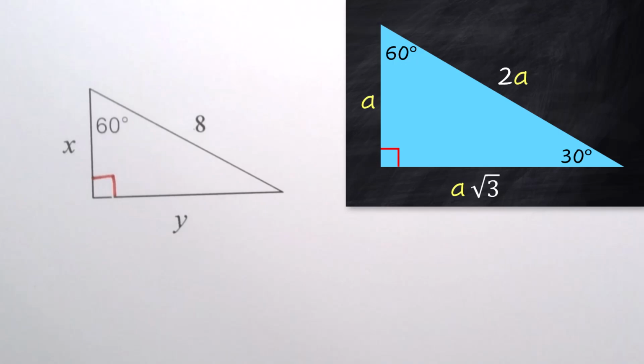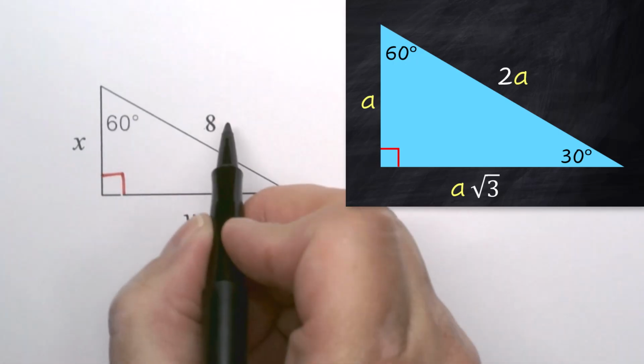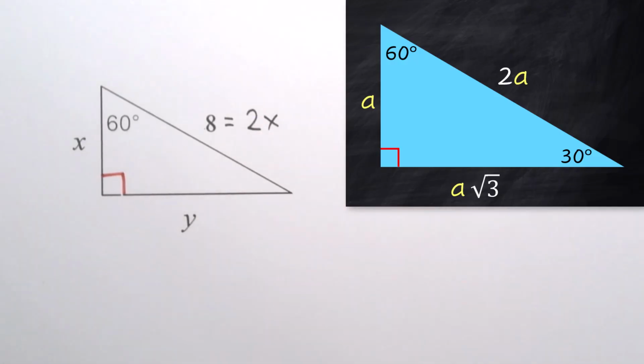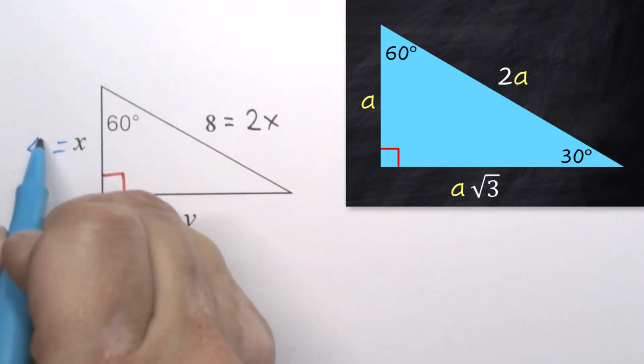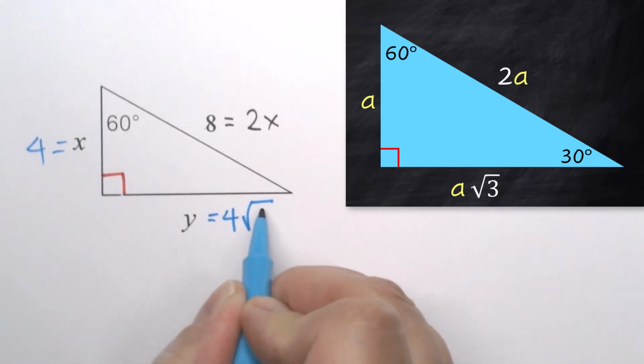Now this time I didn't give you the short side. I gave you the hypotenuse. But no worries. We know that this is supposed to be 2 times the short side. So if that is 8, 2x is 8, so this side must equal 4. And once you have the short side, you can get the other one pretty easily. It's 4 times the square root of 3.